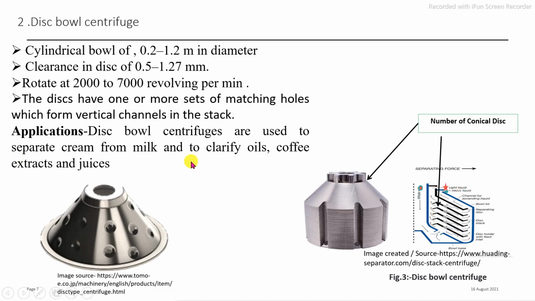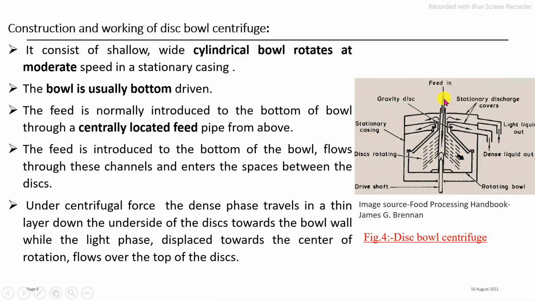The main application is separation of milk cream from the milk, and clarification of oils. The feed inlet is at the top, that is the feed from the top pipeline. Then a number of conical discs are stacked on the rotating shaft. This is the shaft. At the bottom are provided the gearbox and the power transmission devices. This is the rotating bowl, along with the number of conical discs. Then for the outlet, there are two sections. The first is the lighter liquid outlet, and the second is the heavy liquid outlet.